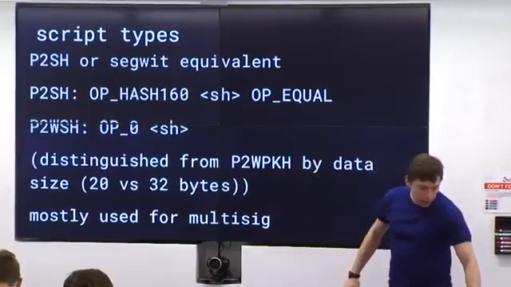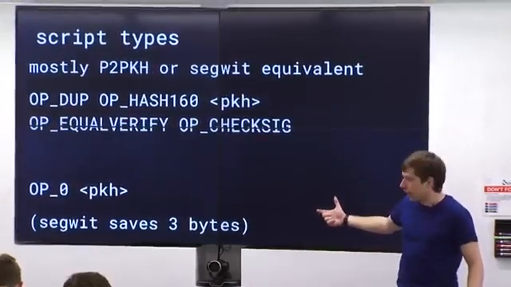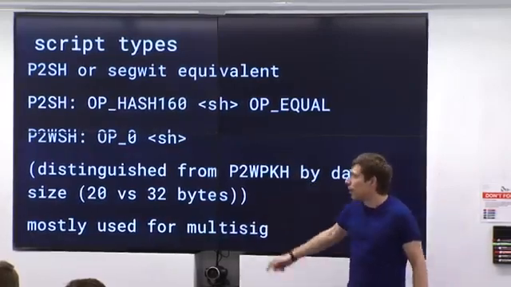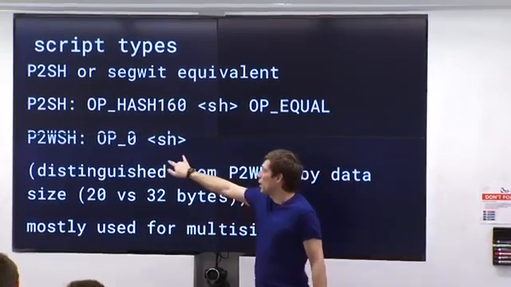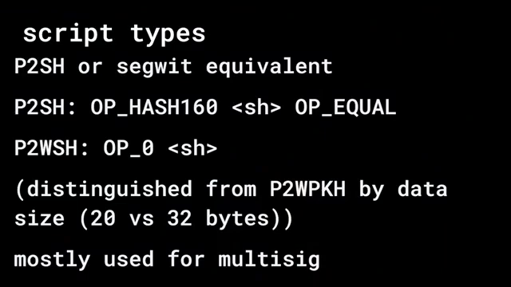So they look the same, right? It's just op0, piece of data, op0, piece of data. But they do completely different things based on how long this data is. Okay, so that's pay to script hash. Any questions about the basic construction?